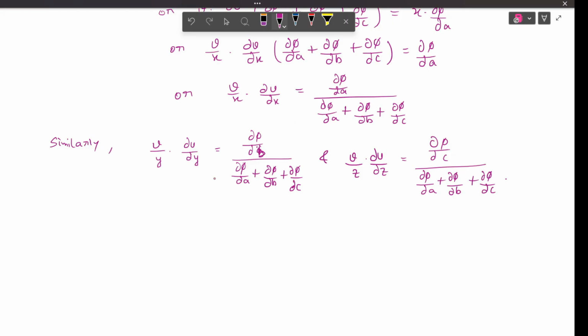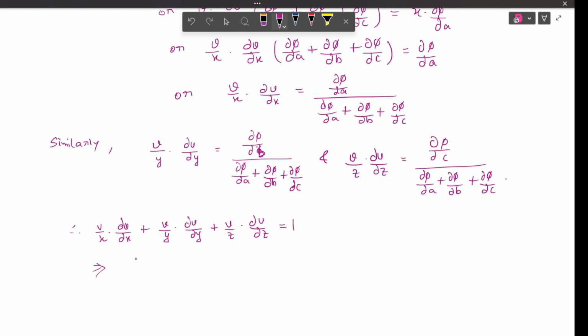And if you add these three terms, v/x ∂v/∂x plus v/y ∂v/∂y plus v/z ∂v/∂z, this will give 1, because in the denominator we have the same terms, and in the numerator we get ∂φ/∂a plus ∂φ/∂b plus ∂φ/∂c, which cancels out. So it will give 1.